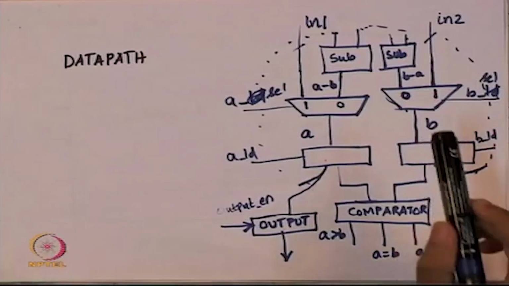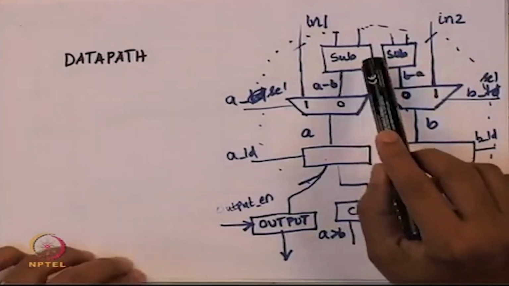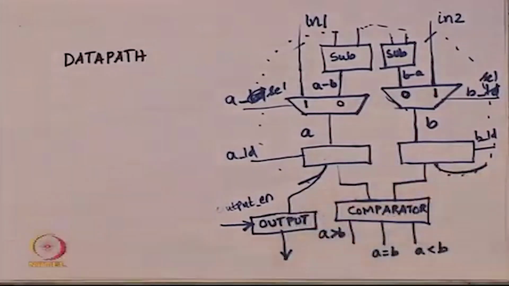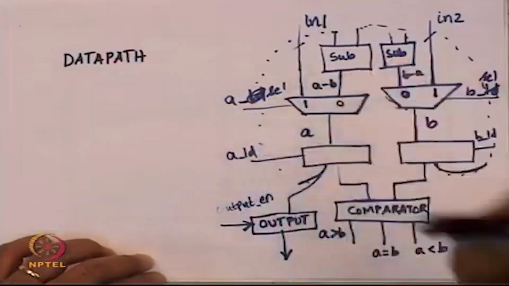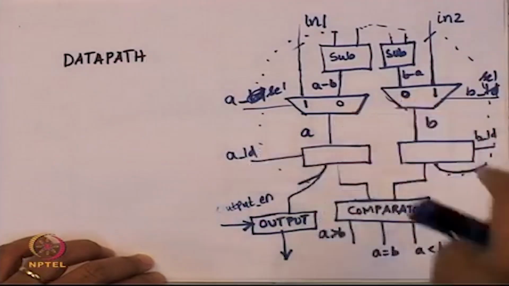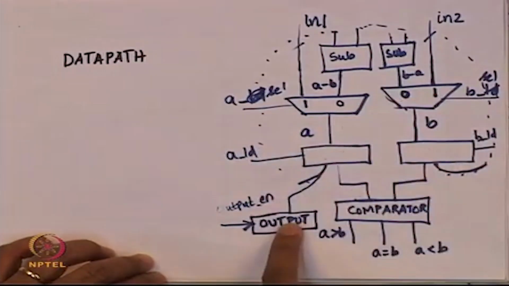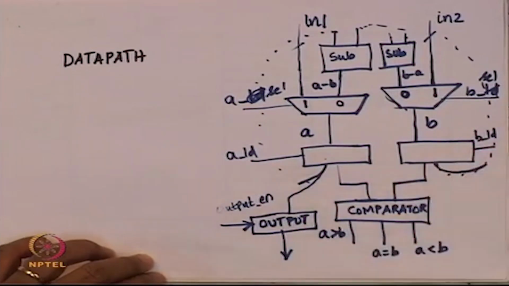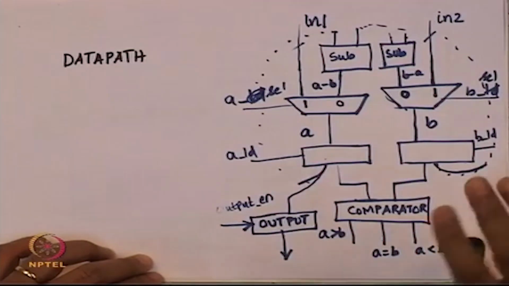So, let us look at the hardware modules. I will have 1, 2, 3, 4, 5, 6, 7, 8 instantiations of different kinds of modules. There will be 2 instantiations of subtractor, 2 of multiplexer, 3 of registers and 1 of a comparator, and we will have all the wiring that connects them. So, let us figure this out.